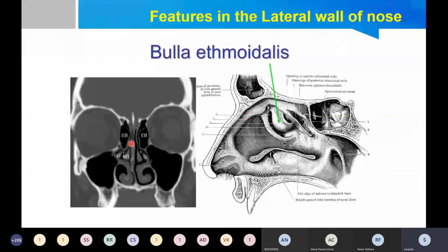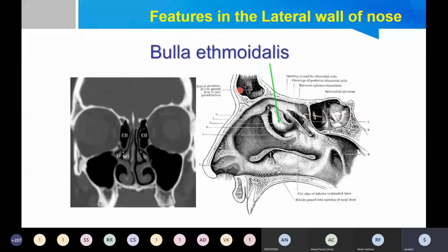So this is the picture showing the bulla ethmoidalis. See there, this is the inferior concha, this is the middle concha. If you can observe, this is the superior concha. This is that rounded elevation which is caused by the middle ethmoidal air sinus which is present underneath. That's called the bulla ethmoidalis. This is the hiatus semilunaris. If you can observe here, this is the sphenoidal air sinus. This is the recess, the sphenoethmoidal recess.